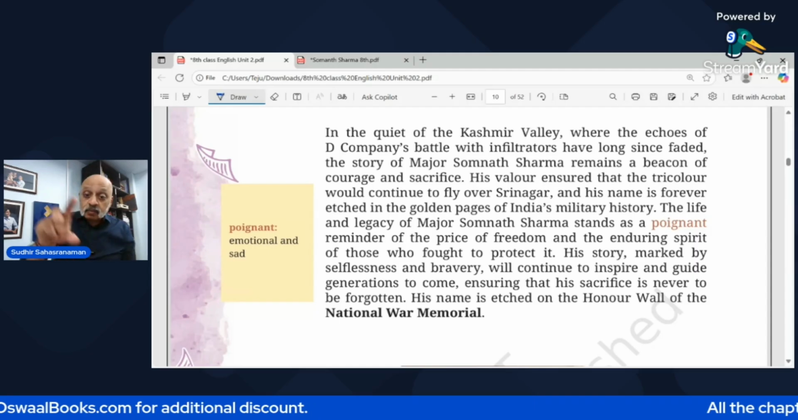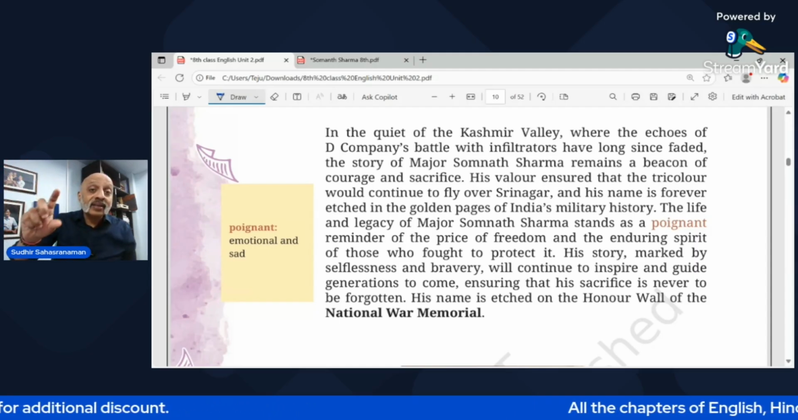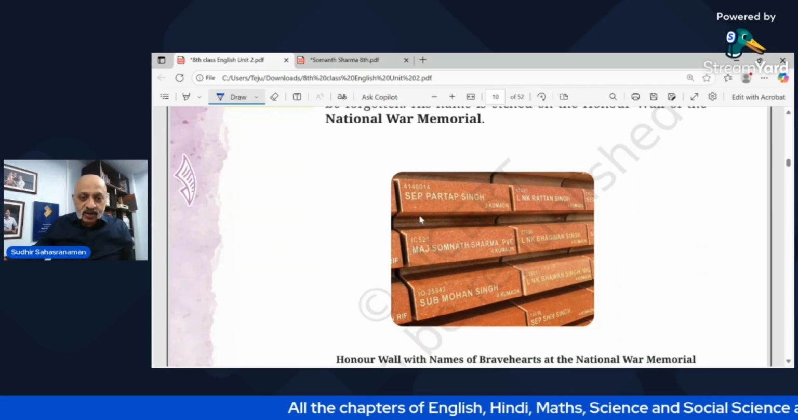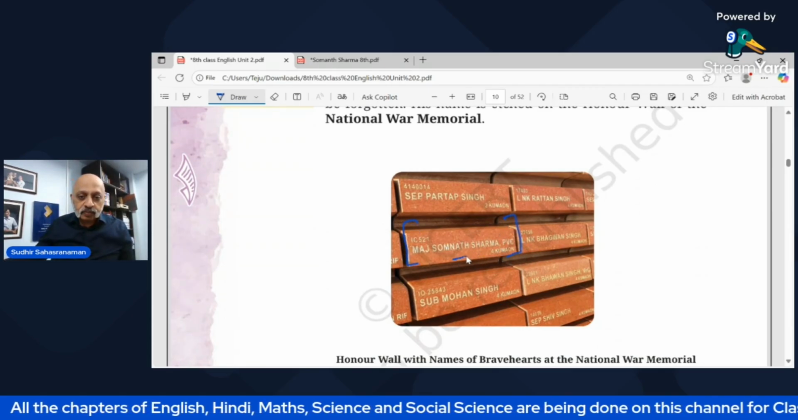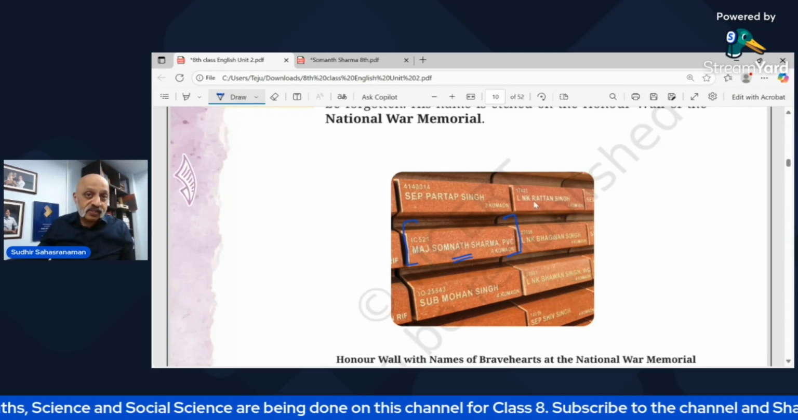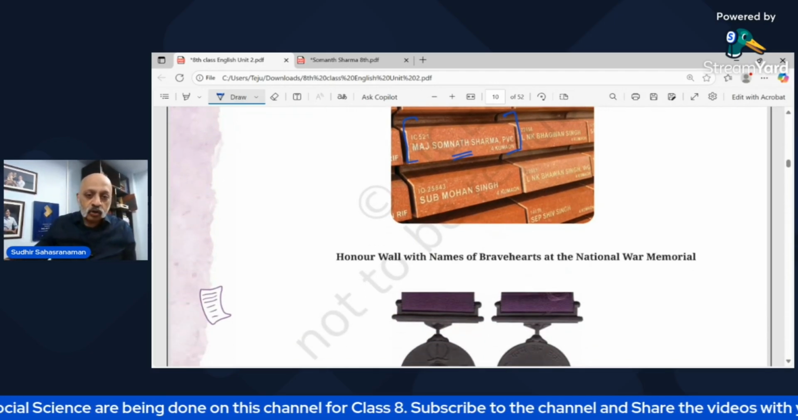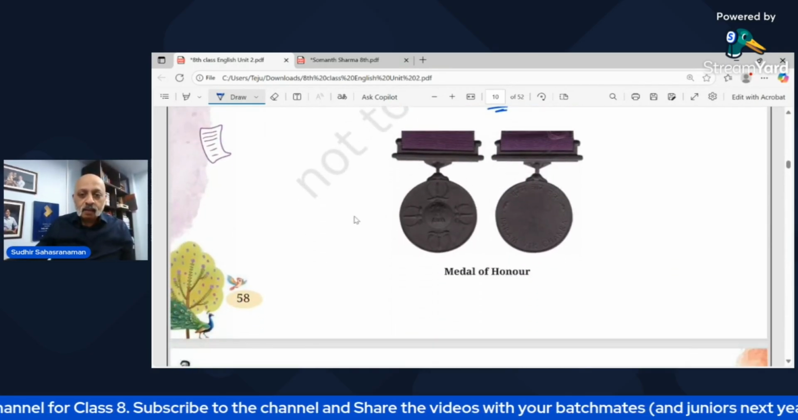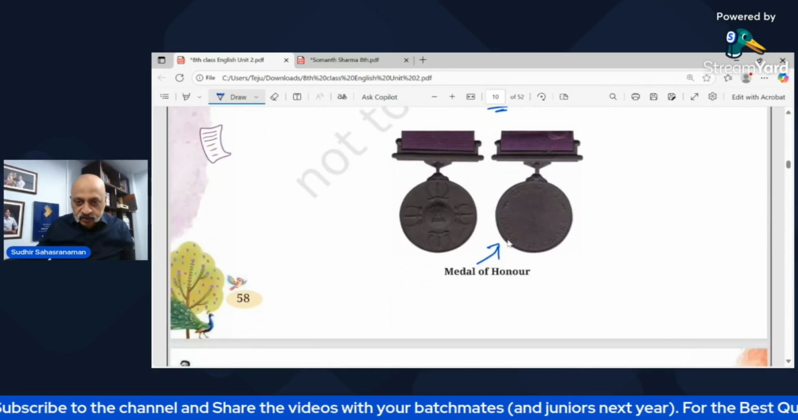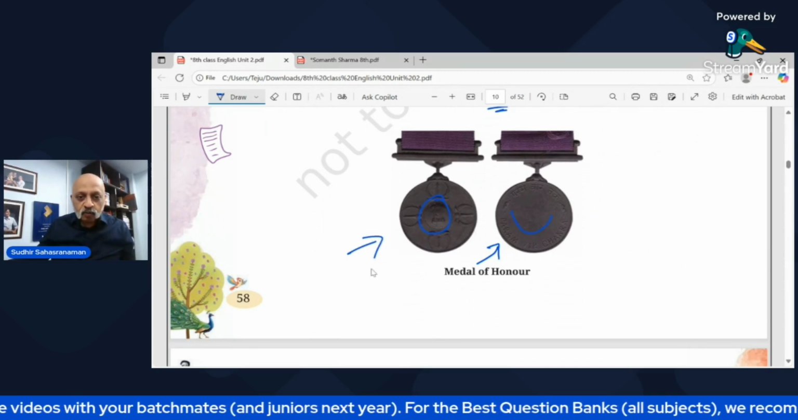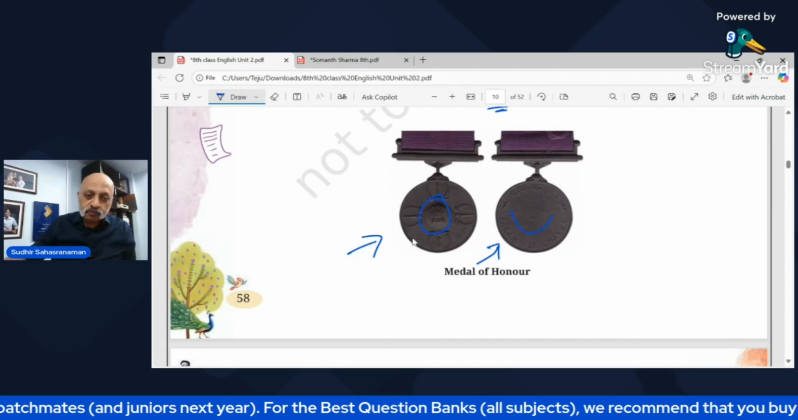forgotten. And his name is there on the honor wall at the National War Memorial, which is near India Gate in Delhi. This is where it is, IC 521, Major Somnath Sharma, 4 Kumaon Regiment. So these are people who laid down their lives in the line of duty. And this is the honor wall with the names of bravehearts at the National War Memorial. And these are the medals of honor. This is where you see the Paramveer Chakra written out here, right? And this is the symbol of the government of India. This is the medal of honor.